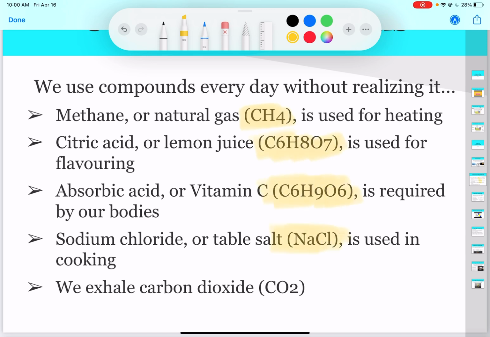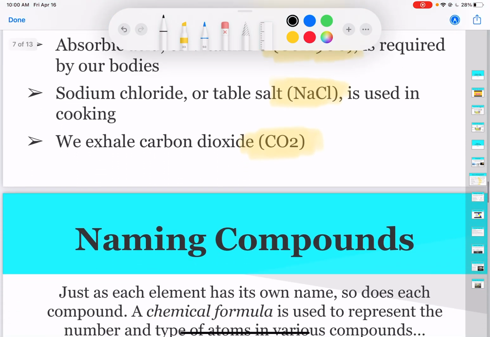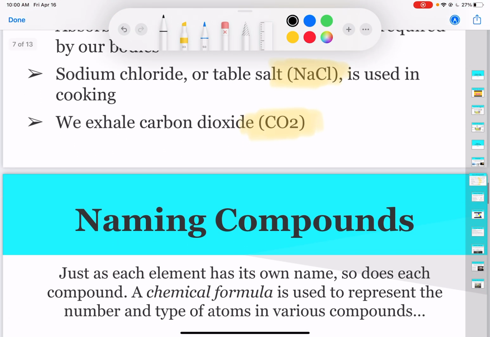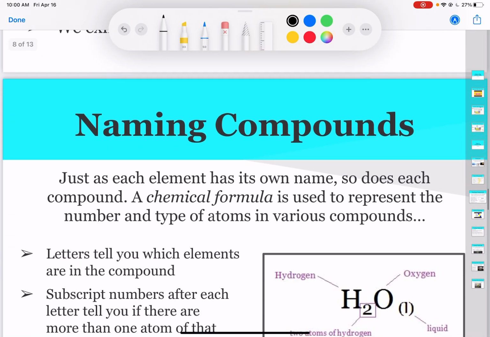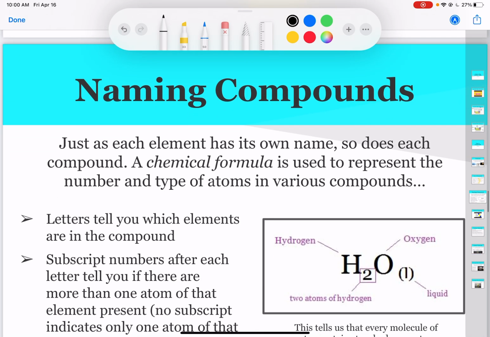So we could definitely go on forever talking about compounds that we see in our everyday life, but those are just an example of some of them. So compounds are all around us. Even any sort of plastic is going to be a compound. Not a natural compound, but it is going to have elements bonded together.